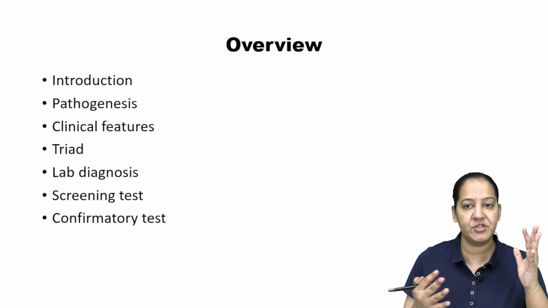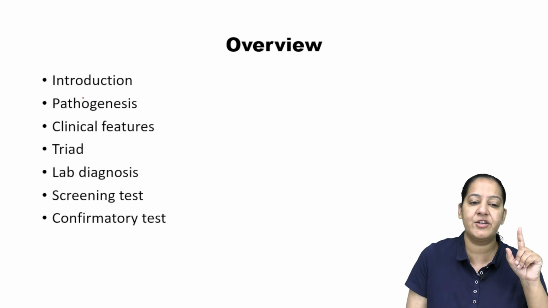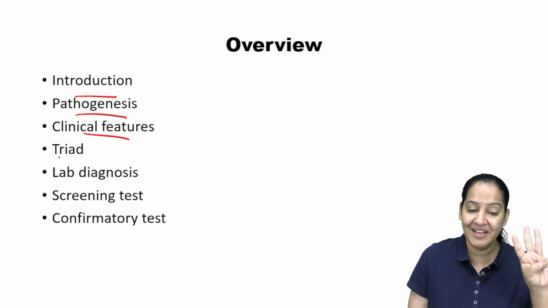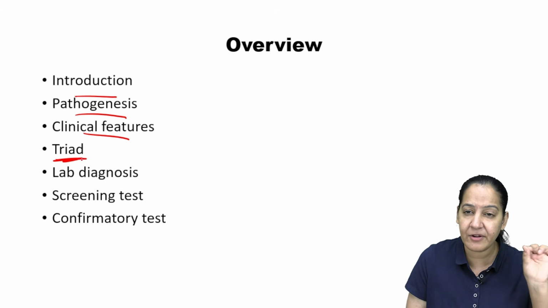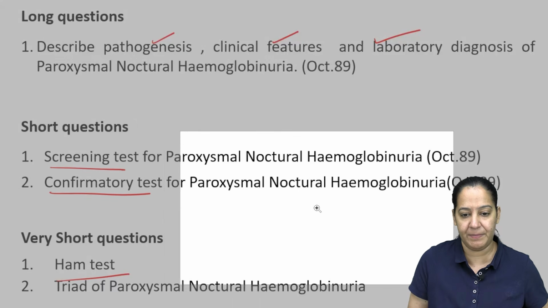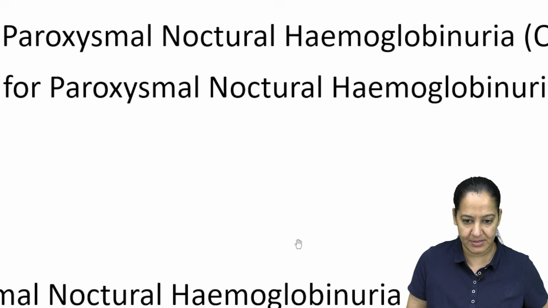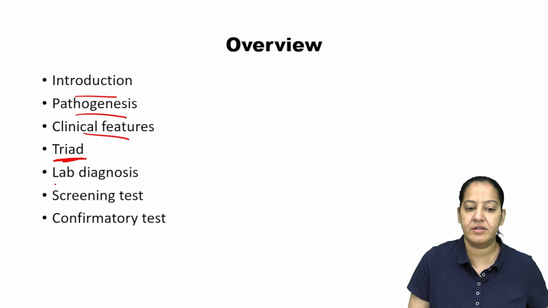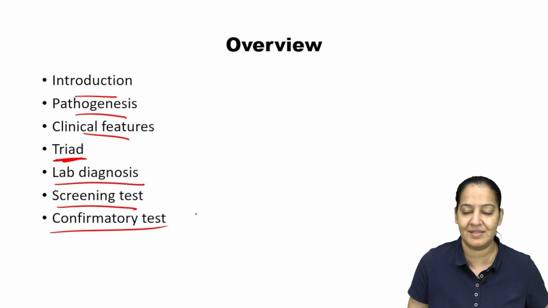I will be describing the topic under the following headings. First, I will let you know the introduction, then pathogenesis, then clinical features. In the clinical features itself, I will tell you the typical triad of PNH, right? Sometimes you get a question separately on the typical triad of PNH, okay? Then the lab diagnosis, the screening test and the confirmatory test.